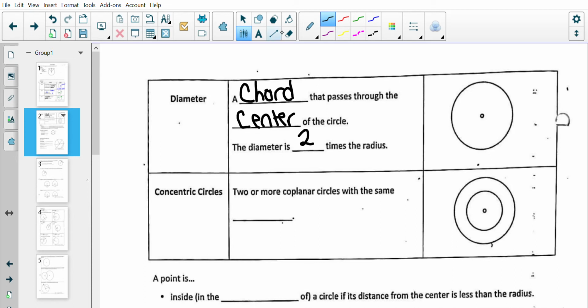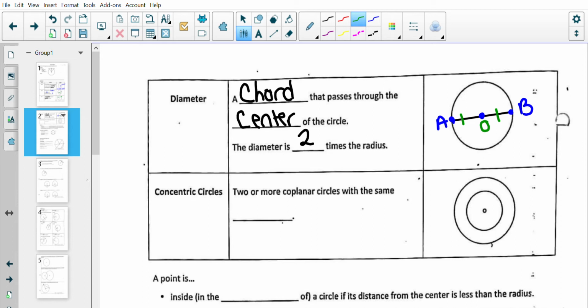So like we said, the diameter is probably the most special chord that a circle can have, because not only is it a chord, meaning it's going from rim to rim, but it's also passing right through the center. And if you notice, a diameter is made up of 2 radii. So from A to the center is equal to the center to B. So 2 radii make up a diameter.